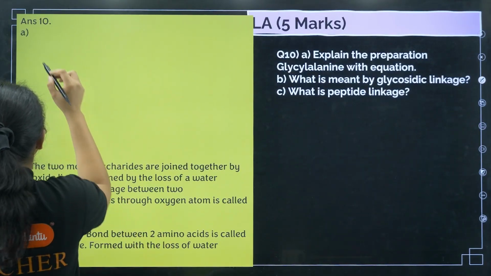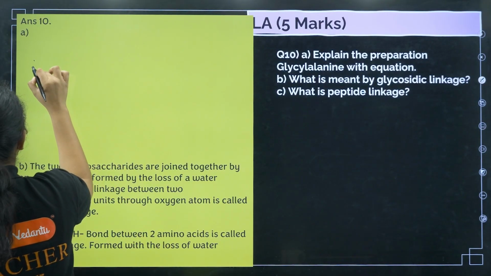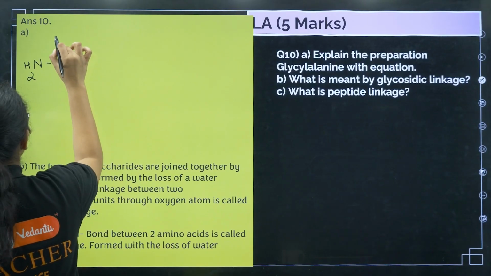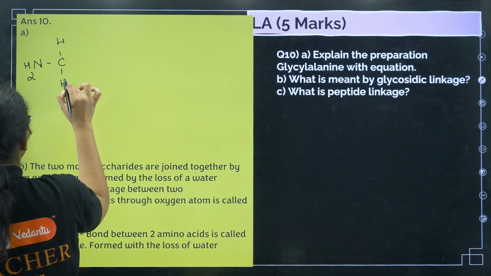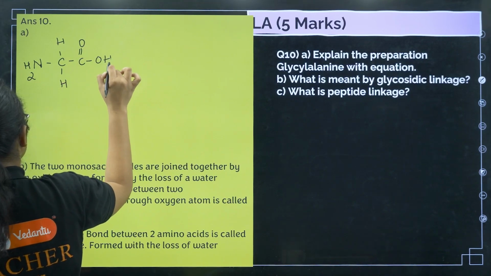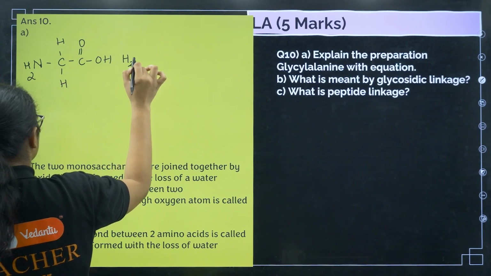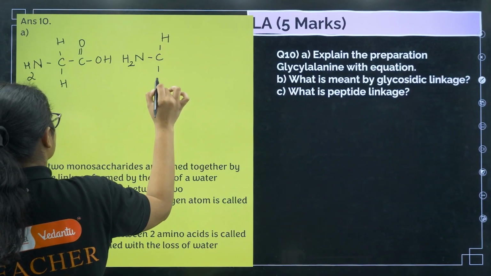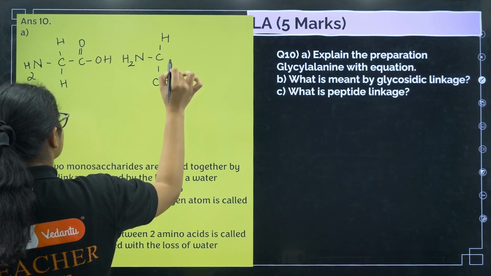Okay, so suppose we have NH2, then I have C, I have H, I have H, then I have C double bond O, OH, then I have NH2, CH double bond CH3.